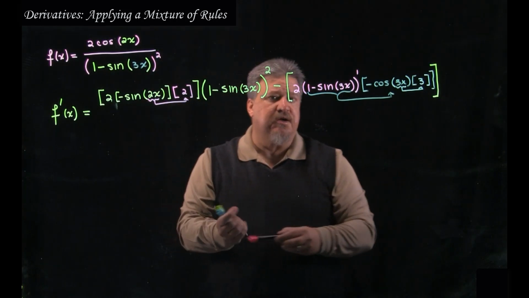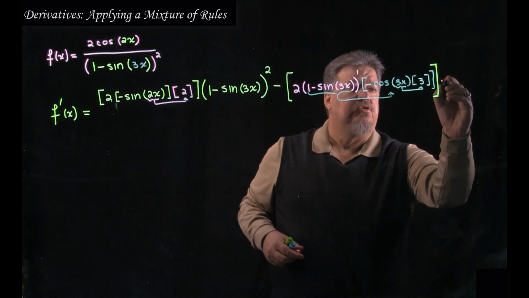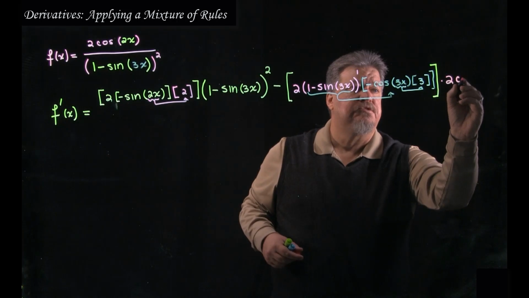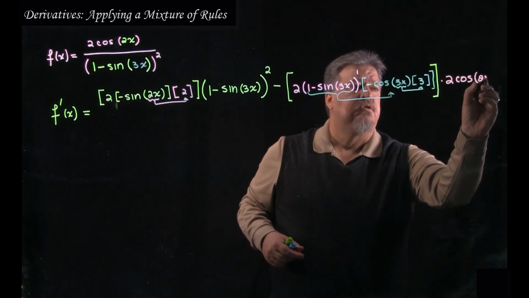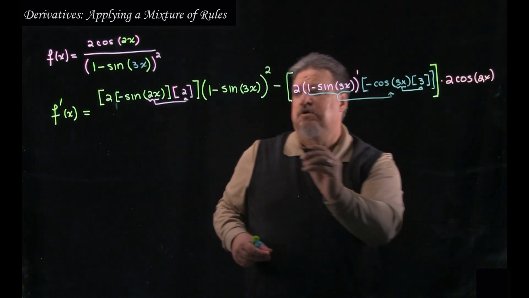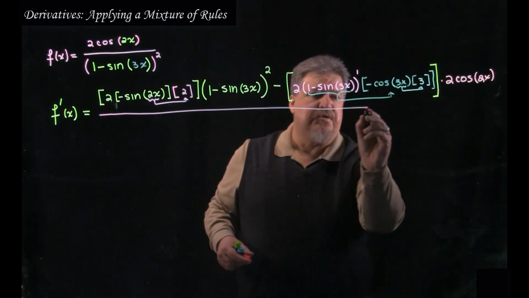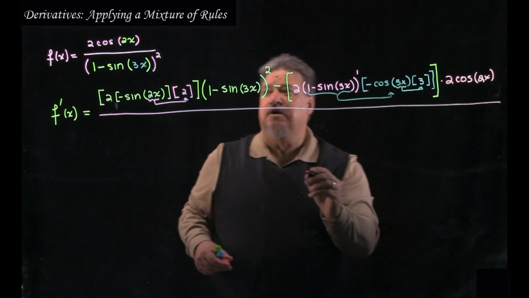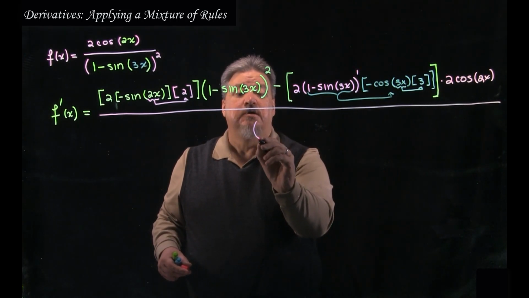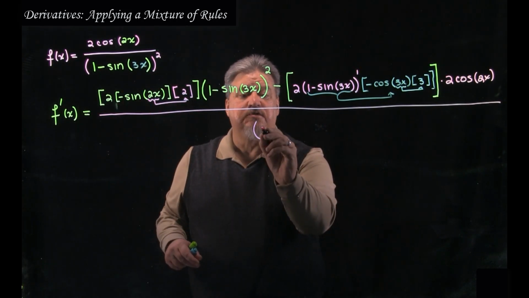Now we have to multiply by the original numerator of 2 cosine 2x. And now that's the hard part. The quotient rule, the denominator is the easy part. It's just all over the entire denominator squared. And when you square something to the square, you get to the 4th power.